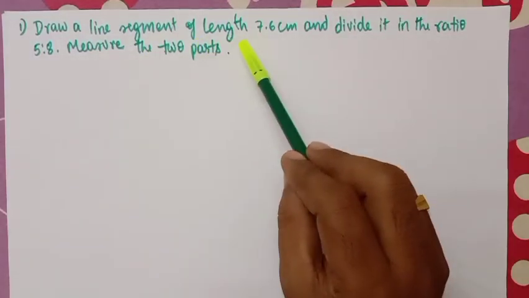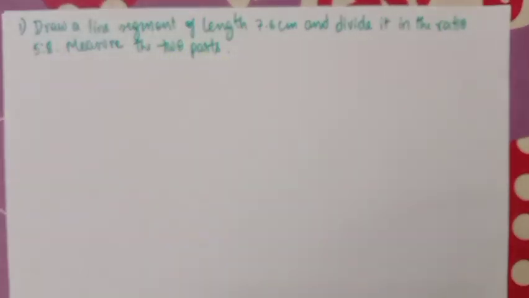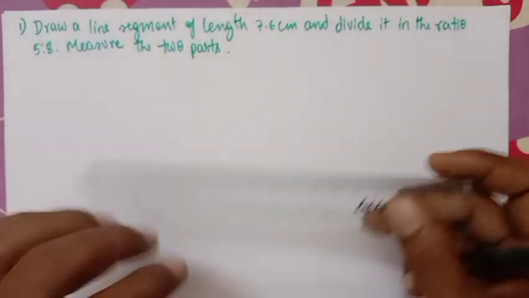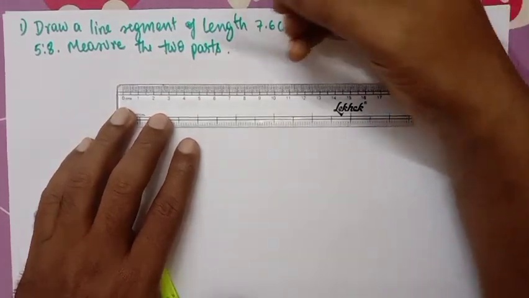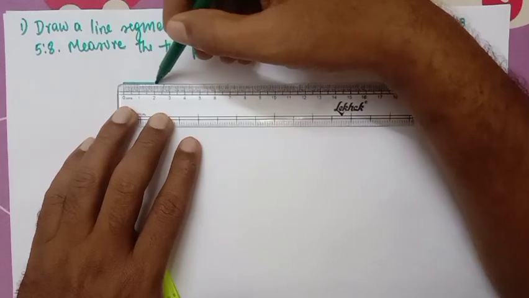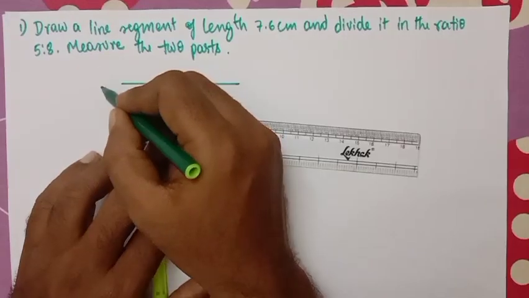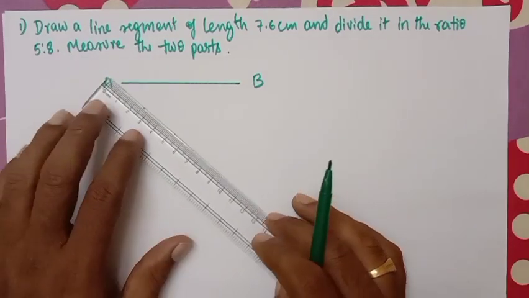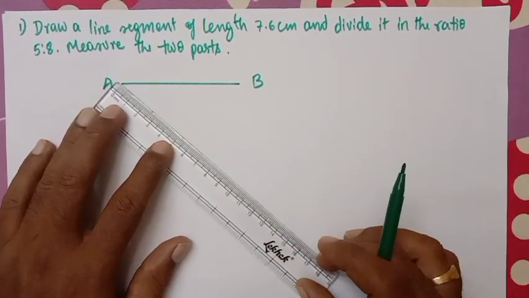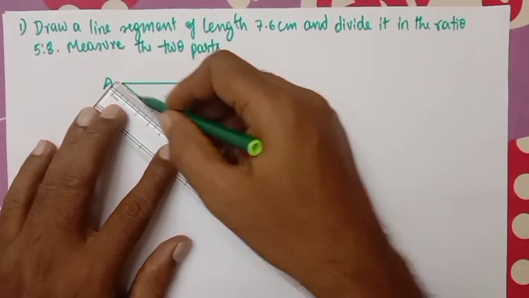Draw a line segment of length 7.6 cm and divide it in the ratio 5:8. Measure the two parts. Firstly, let me draw a line of length 7.6 cm. Let this be point A and this point be B. And let me draw a line which forms an acute angle with the already drawn line AB.